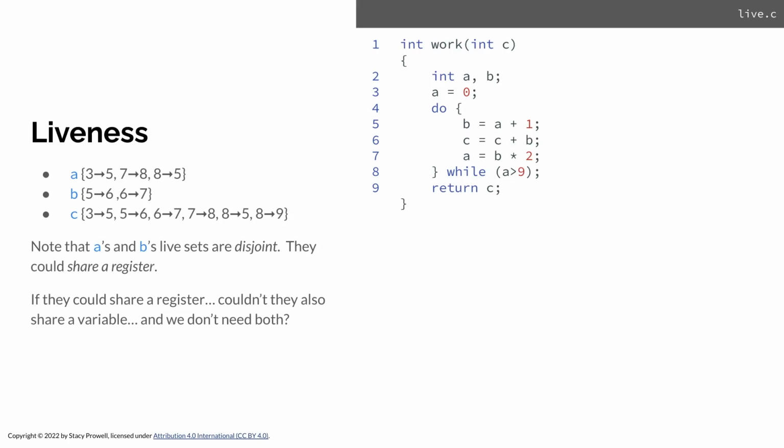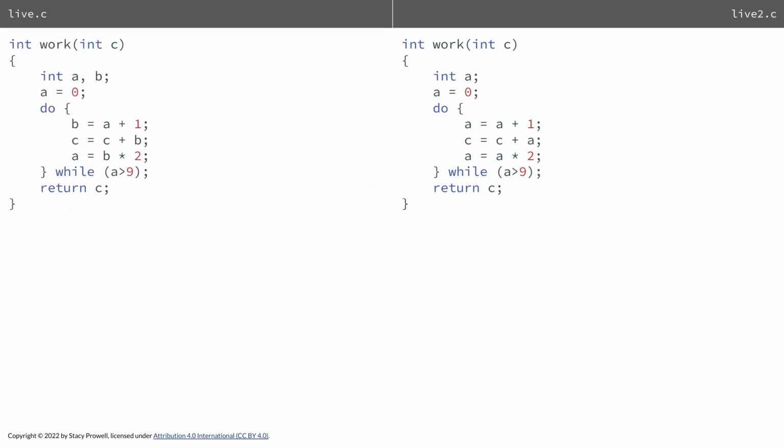That means I could theoretically share a register or even share a variable. I don't need them both, right? And so I can, in fact, go ahead and replace B with A. Really, right? Because it doesn't matter. They're never live at the same time. So I take my original program, replace all the B's with A's, and I wind up with this new program which doesn't have B in it. I've eliminated a variable.